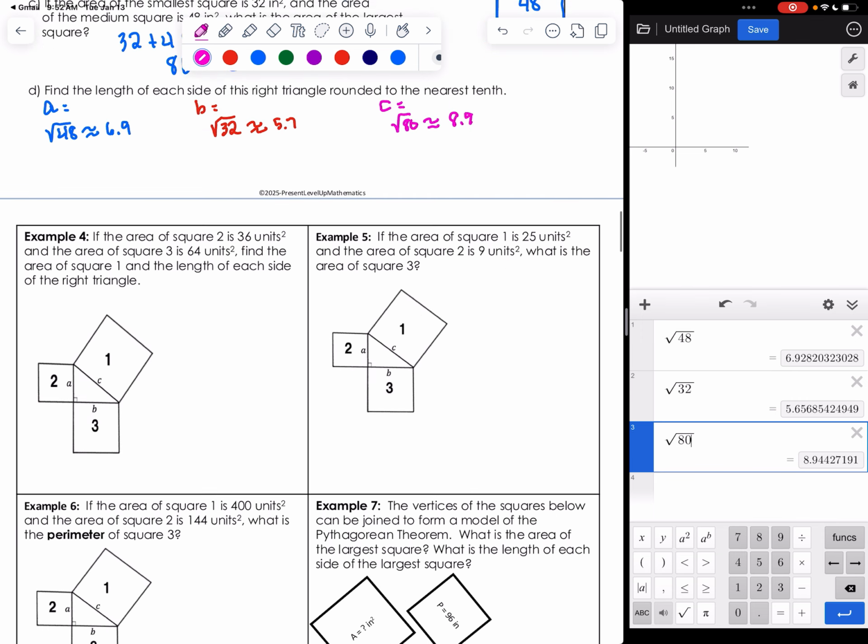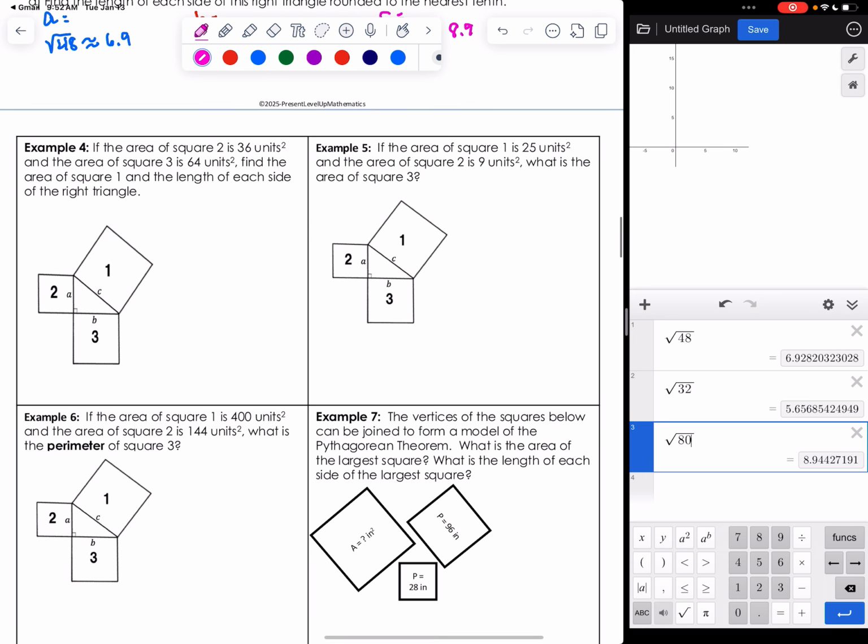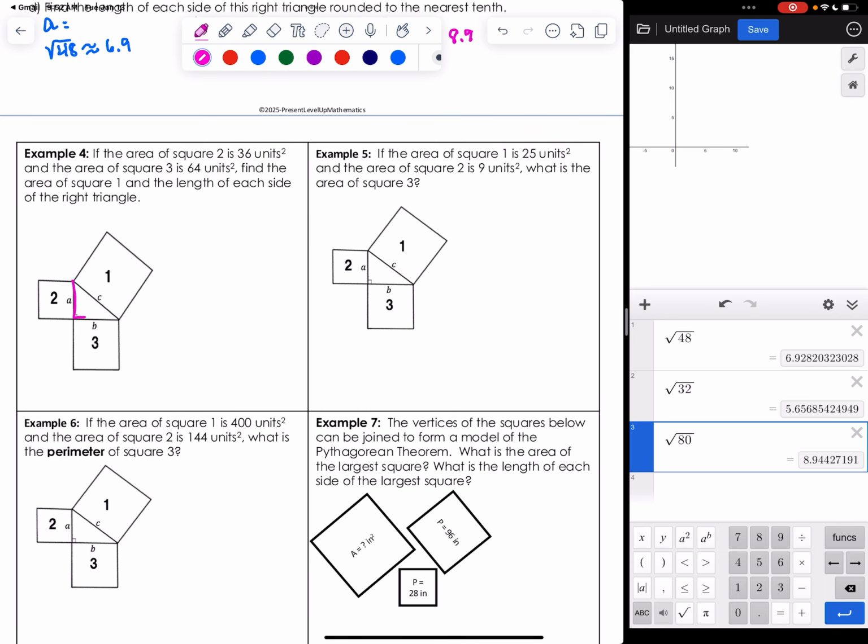All right, example 4. Here we have a model that shows a right triangle. So let me draw that in. Here's our right triangle, and it has squares drawn off each side of that right triangle. What information they've given us is the area of square 2 is 36 square units, and the area of square 3 is 64 units. Find the area of square 1 and find the length of each side of the triangle.